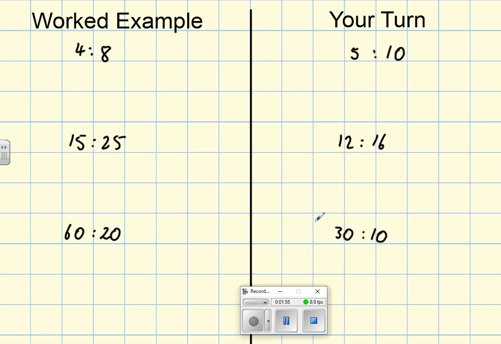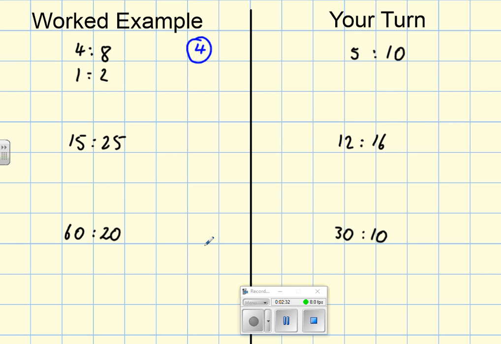Now for just some numerical examples. I'm going to do these 3 worked examples, and then we'll pause the video and you can do your turn. So I'm looking at the ratio of 4 to 8. And again, I'm just thinking about my multiplication tables. Which times table are both 4 and 8 in? I know in my head they're both in the 4 times table. So I'm now thinking 4 times what gives me 4? The answer is 1. 4 times what gives me 8? The answer is 2. So the ratio of 4 to 8 simplifies to 1 to 2.